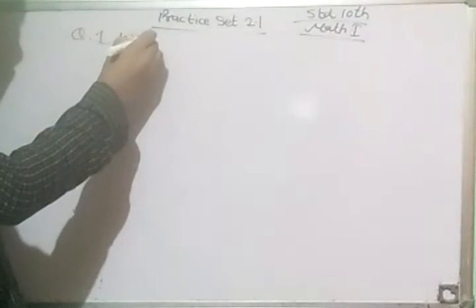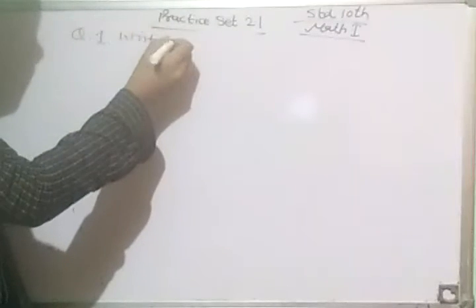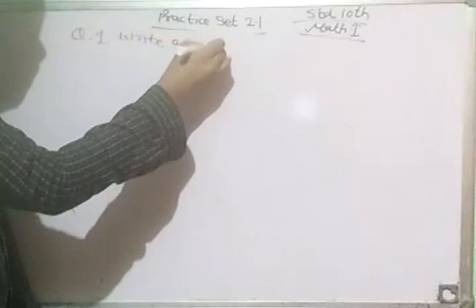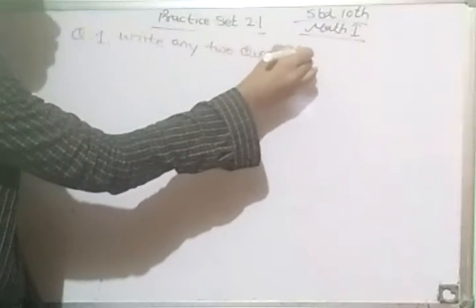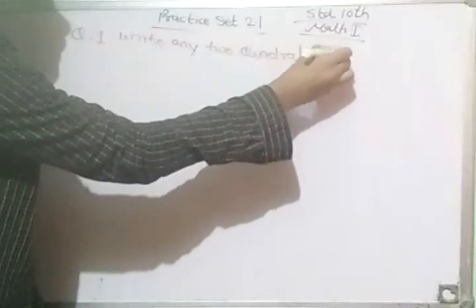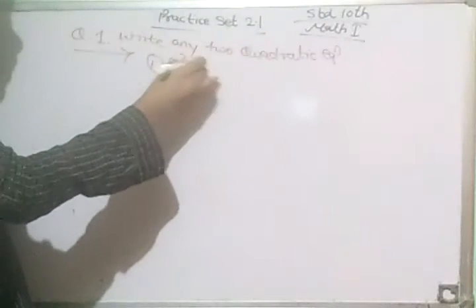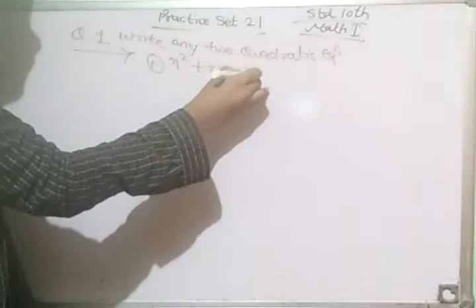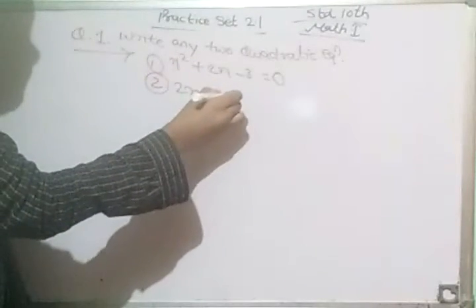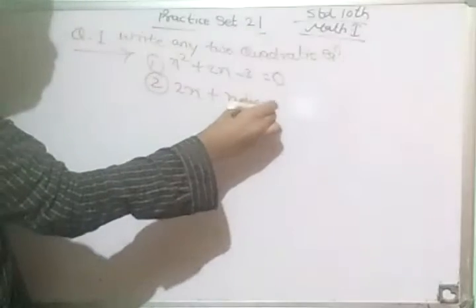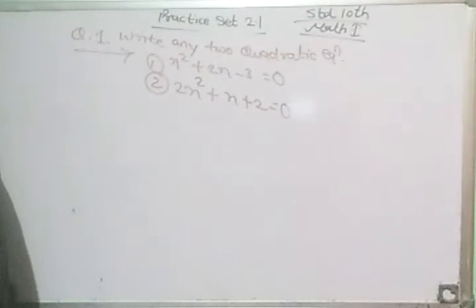Write any two quadratic equations. We write the two quadratic equations on our own. So you also write your own quadratic equations, but in this video we write these. First, x square plus 2x minus 3 is equal to 0, and second is 2x square plus x plus 2 is equal to 0.